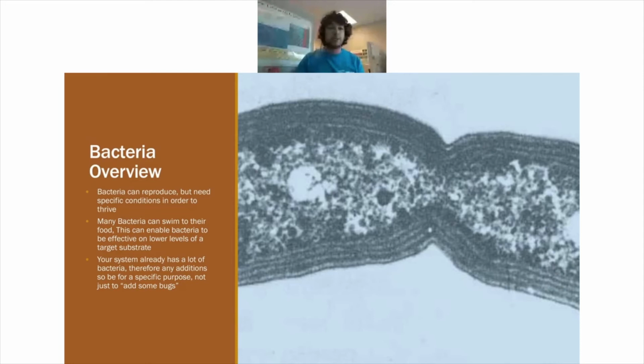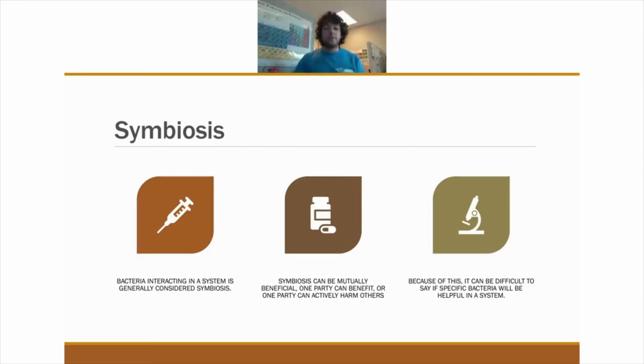Many bacteria can swim to their food. We'll go through that a little bit more in detail. This helps them be more efficient at targeting substrates in some cases. But basically, remember throughout the presentation, your system has a lot of bacteria. If you're adding a bacteria, you want to have a purpose to add the bacteria. You don't necessarily want to be just adding some bugs to the system. So I wanted to briefly go through symbiosis as a concept. Generally, we're talking about interactions between organisms within a system.